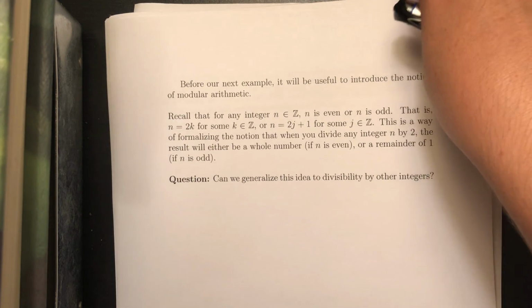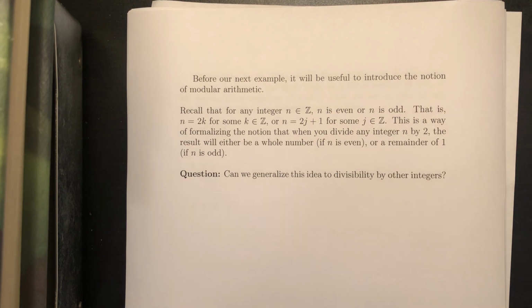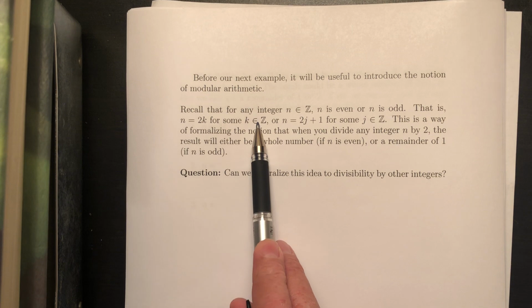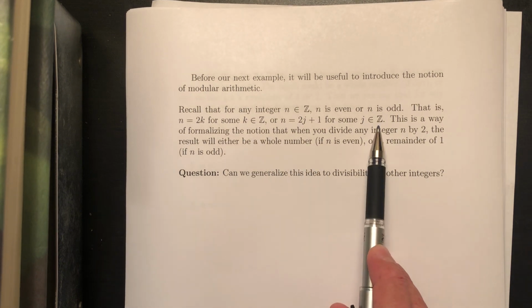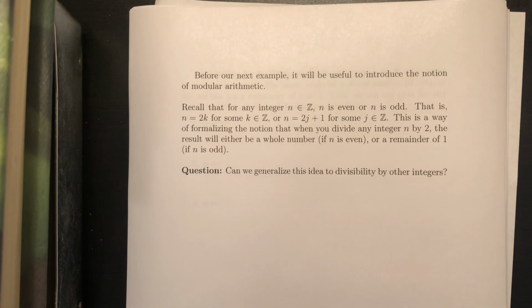Right, so before we go on to the next example, I want to just introduce an important idea that's going to help us in some of these cases problems, and that's the idea of modular arithmetic. We've seen that any integer n has to be even or odd, which means that we can express any integer n as either equal to 2k for some integer k, or 2j plus 1 for some integer j. This is really just a way of formalizing the notion that any integer is either going to be divisible by 2 or not divisible by 2.